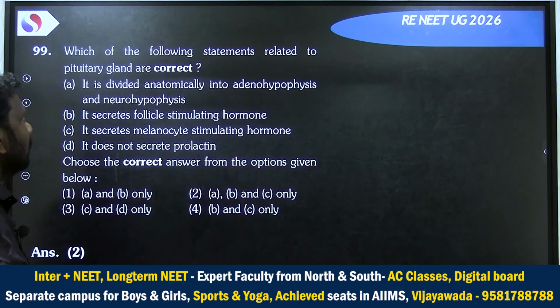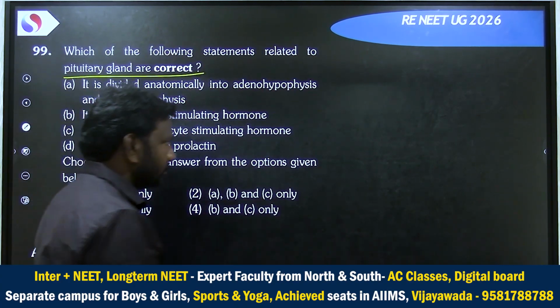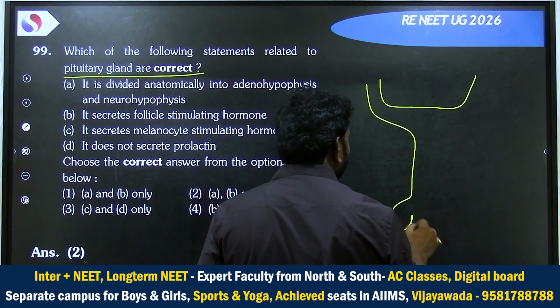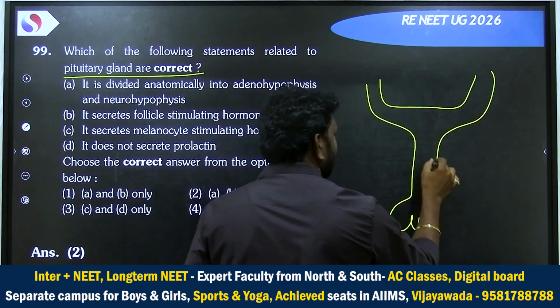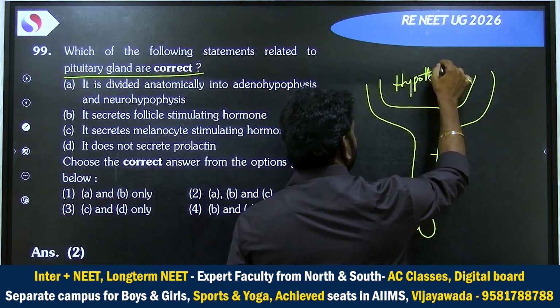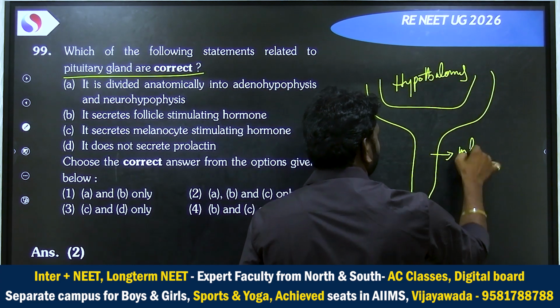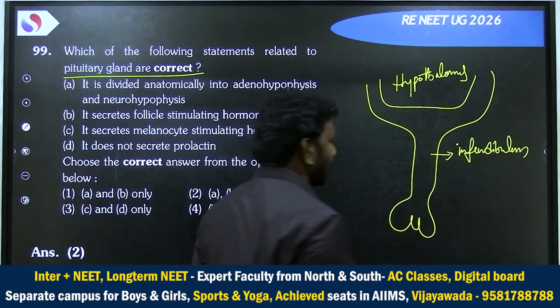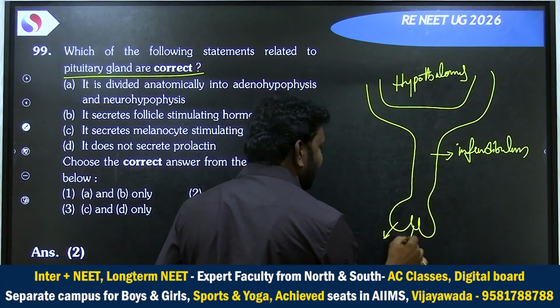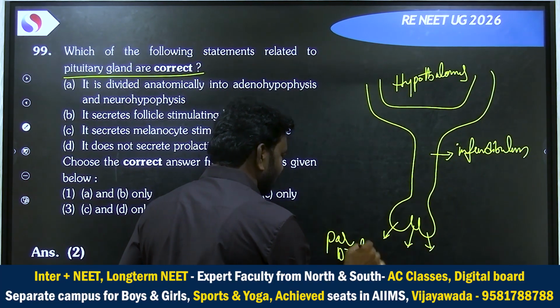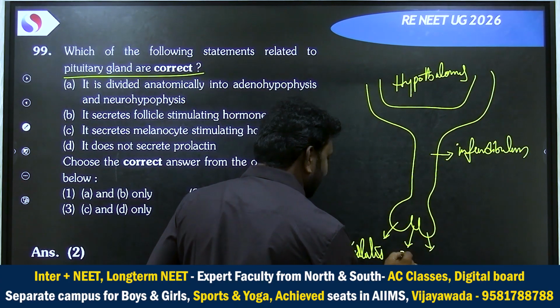Question 99: which of the following statements is related to the pituitary gland? Anatomically, the pituitary gland is divided into 3 lobes. It is attached to the hypothalamus by the infundibulum. Most important, it is anatomically divided into 3 lobes. One is pars distalis. Second one is pars intermedia.